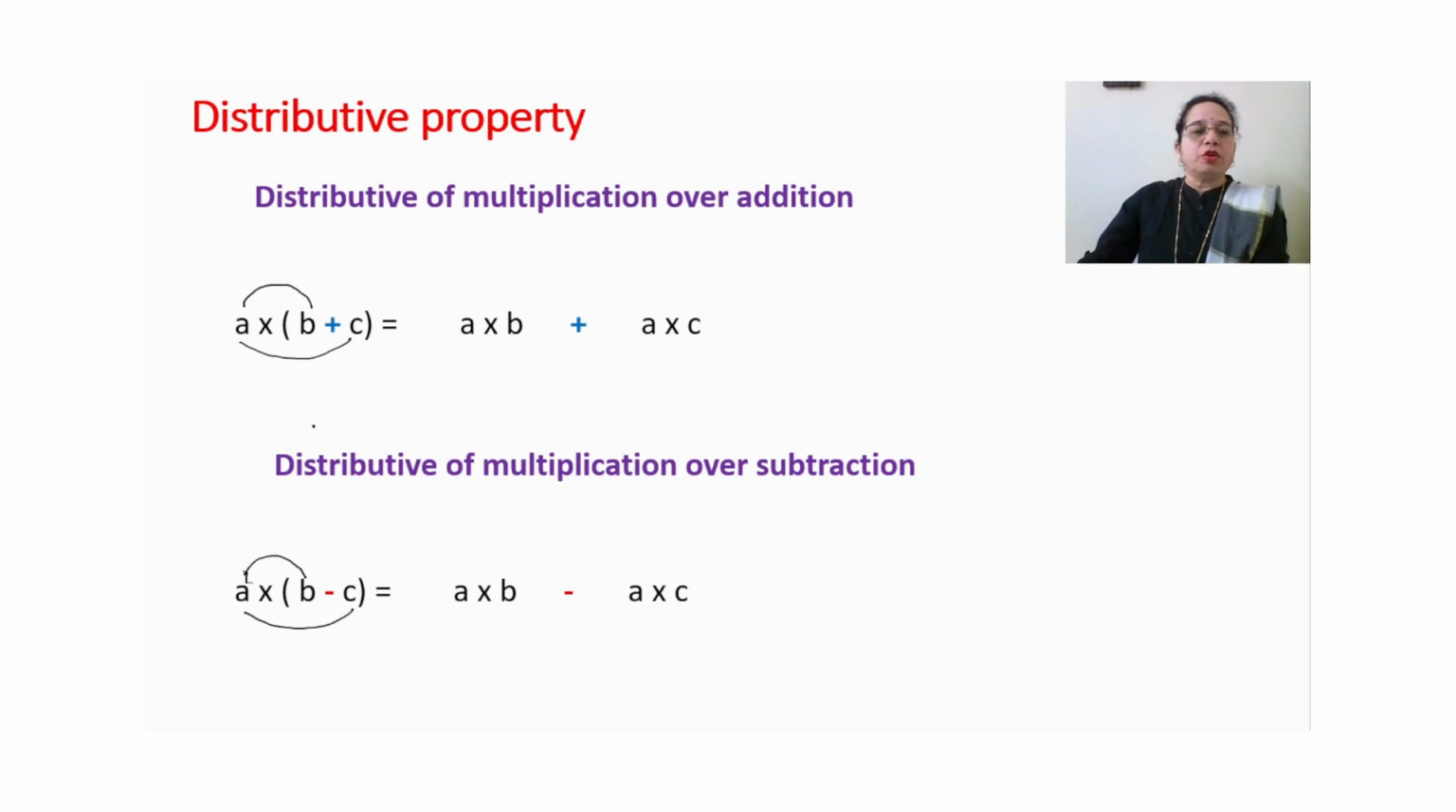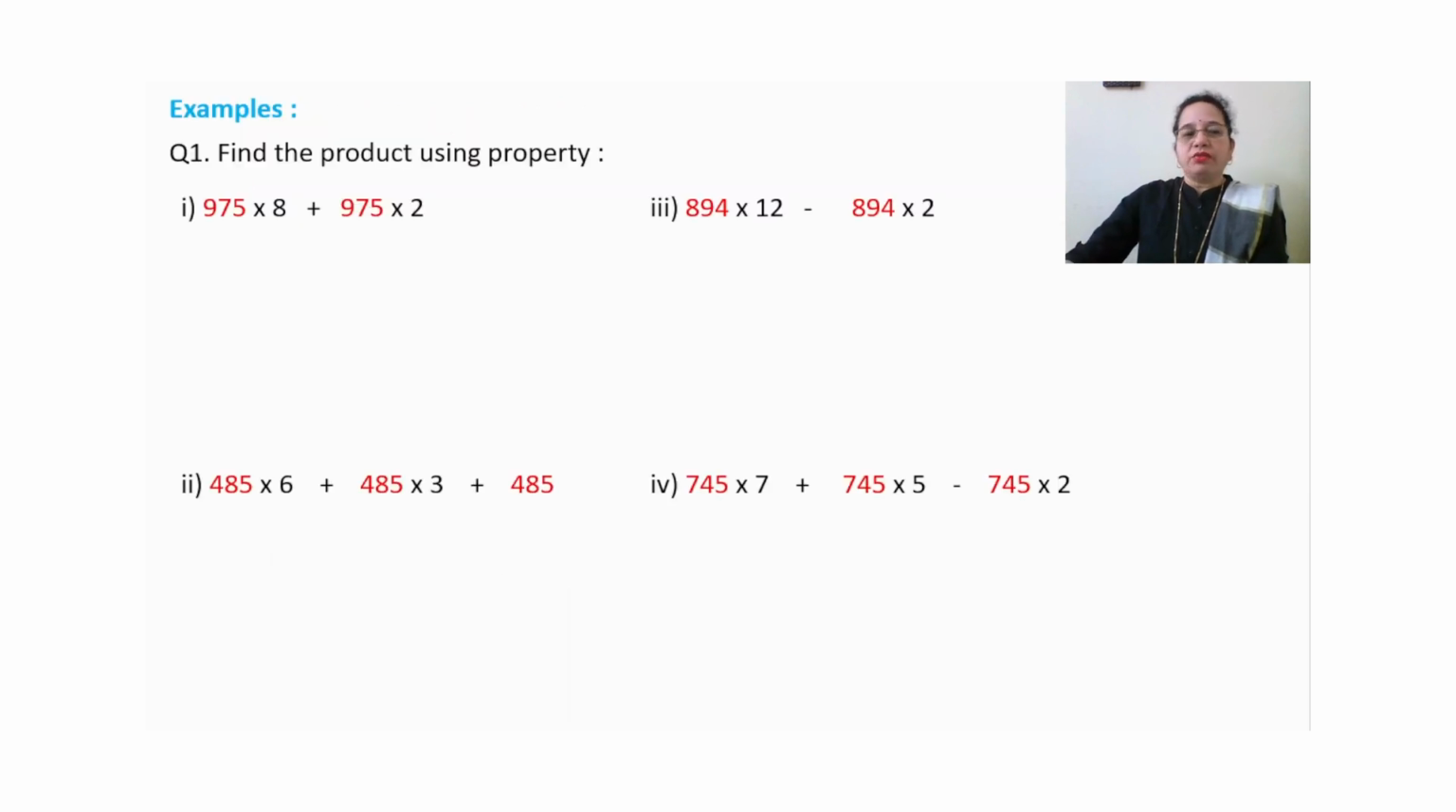We can use this property in both ways. If the left hand side is given, we can write down the right hand side. If the right hand side is given, we can write it as the left hand side. So let us start with the example. Here I have already written in red font so that it will be easier for you to understand. Find the product using property.